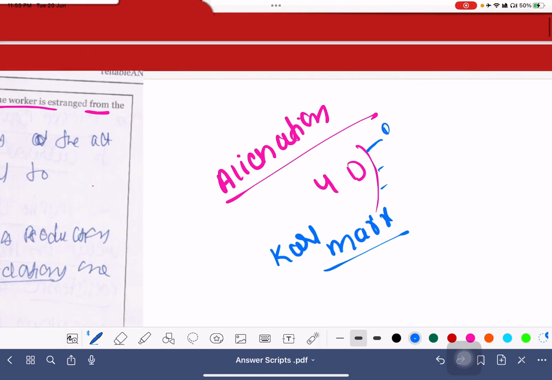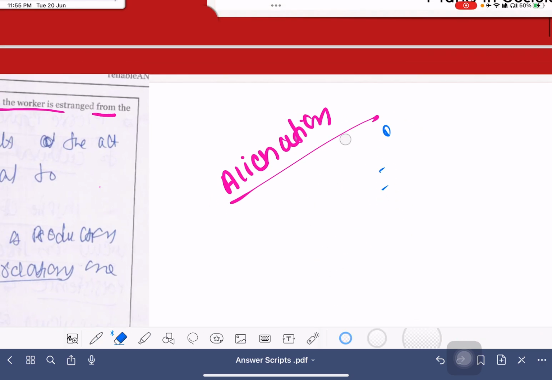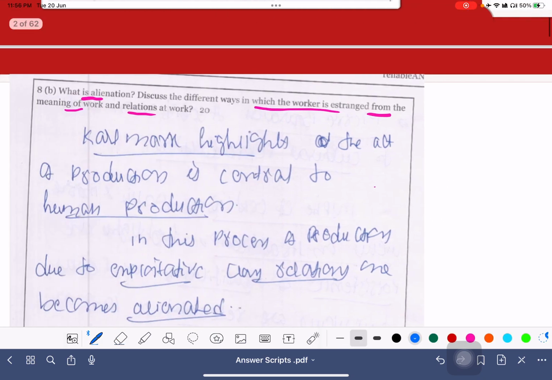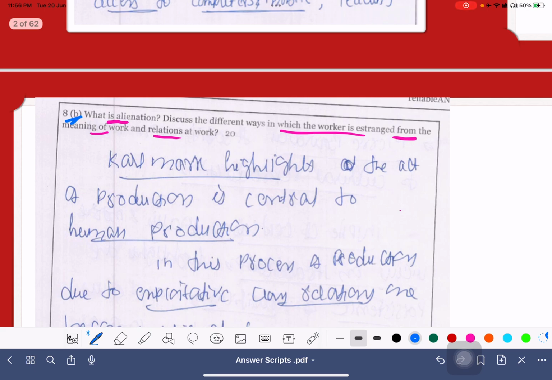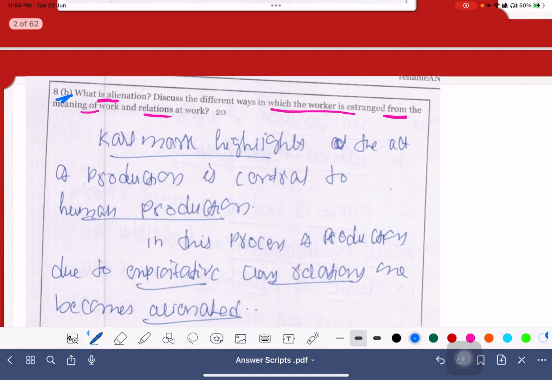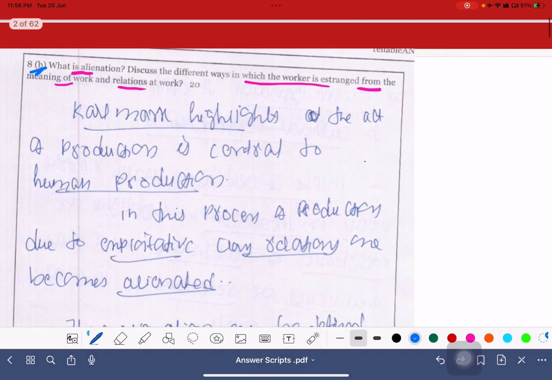So this is an answer from one of my test scripts. This answer is 8B. Towards the end, due to the paucity of time, I wrote this answer in a hurry, so mostly it is in point format.